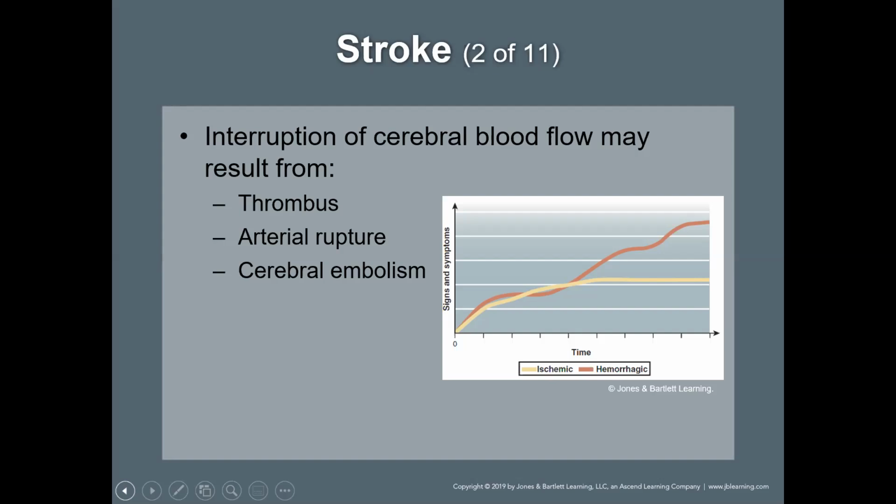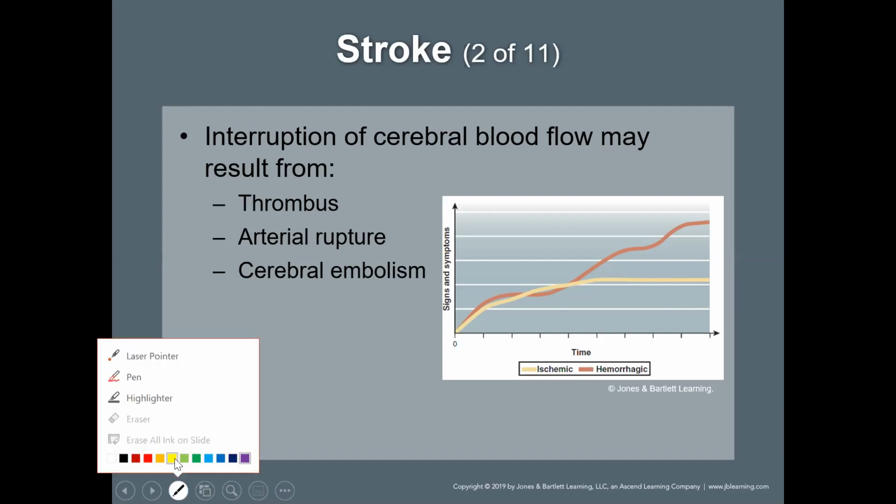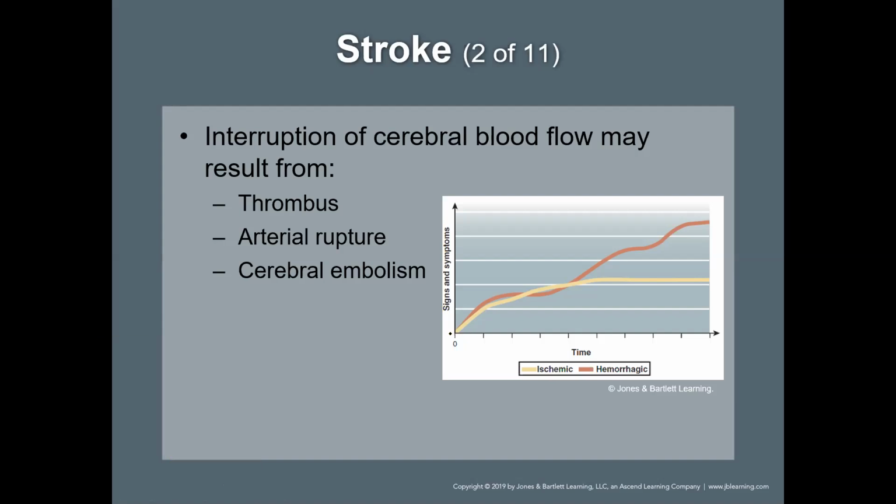Now you can kind of see here the signs and symptoms. They go up for both of them, the ischemic and the hemorrhagic. So their signs and symptoms go up, and then as time goes and hopefully treatment happens, there's not an increase in their symptoms with an ischemic stroke, whereas with a hemorrhagic stroke, they just get worse and worse.